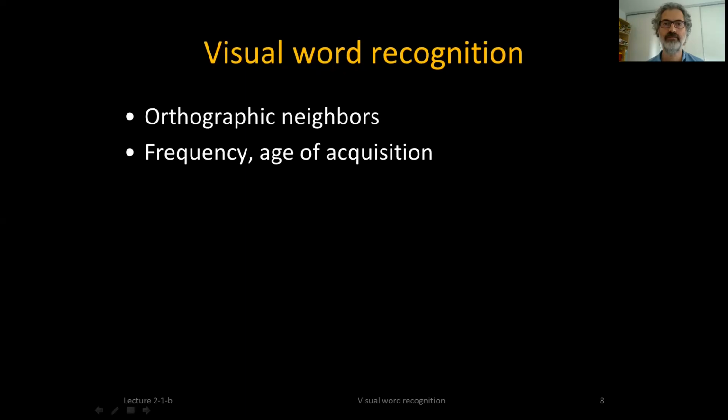The largest effects on visual word recognition are those of frequency. This means that words that you encounter more often are easier to recognize. You recognize them much faster than words that you do not encounter very often, rare words. But that's not all. When you learn the words also plays a role. It turns out that words you learned at a younger age, when you still knew few words, are easier to recognize than words you learned more recently.